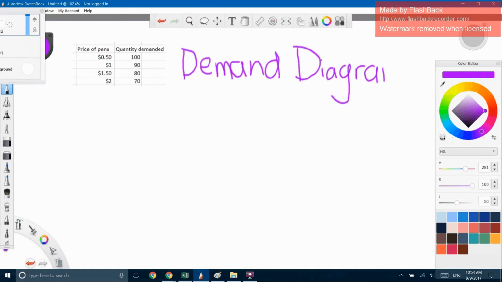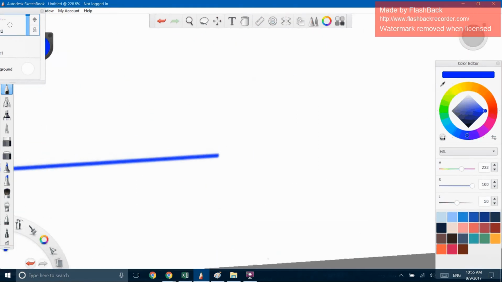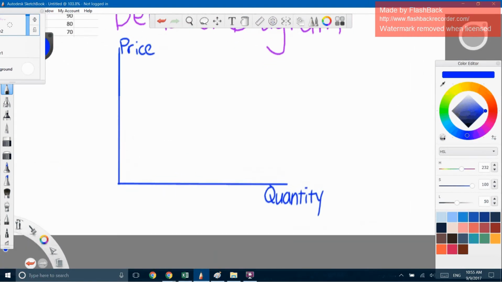So now let's draw a demand diagram. Remember to label your x-axis quantity and your y-axis price. And a demand curve is a downward sloping line going from left to right. But even if it's drawn as a straight line, it's still referred to as a curve. It shows a negative correlation between the price and the quantity demanded, which is pretty obvious because if something is more expensive, you would want to buy less of it or not buy it at all.